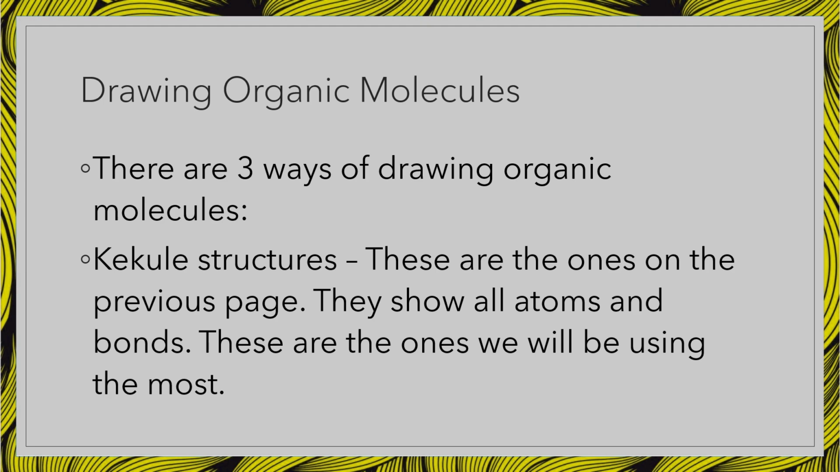There are three ways of drawing organic molecules. Okay, the first we have Kekule structures. They're the ones on the previous page. So there's just carbon, hydrogen, drawing all atoms, all bonds. And it's the one that I will be using the most. Okay, but there are some different ones.